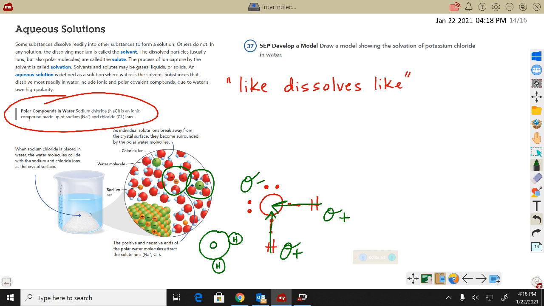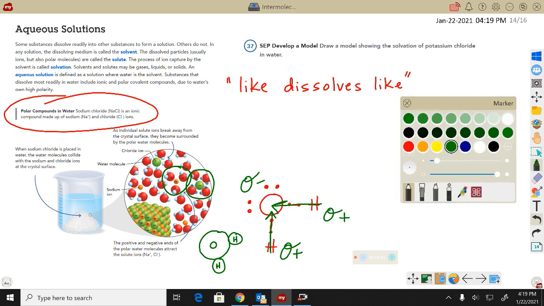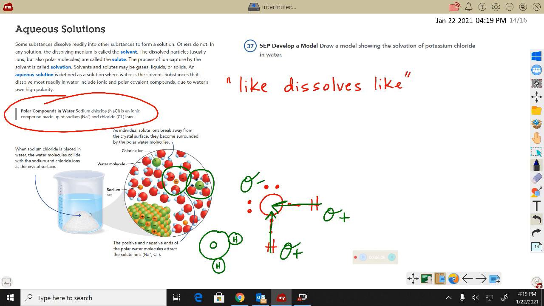So in question 37, we want to draw a model showing the solvation of potassium chloride in water. Well, it's going to be really similar. Eventually, let's say I've got a potassium ion. Well, potassium forms a +1 ion. I could put a +1 in there. And then there will eventually be some, what do we got? Chlorine ions, -1. There's my chlorine ion.